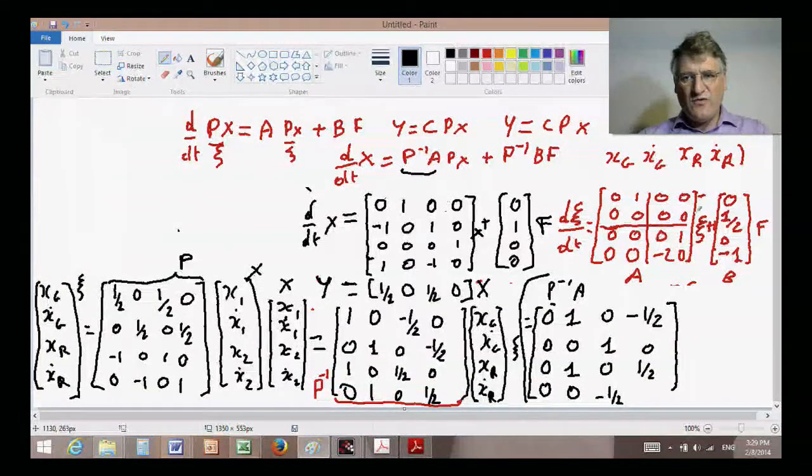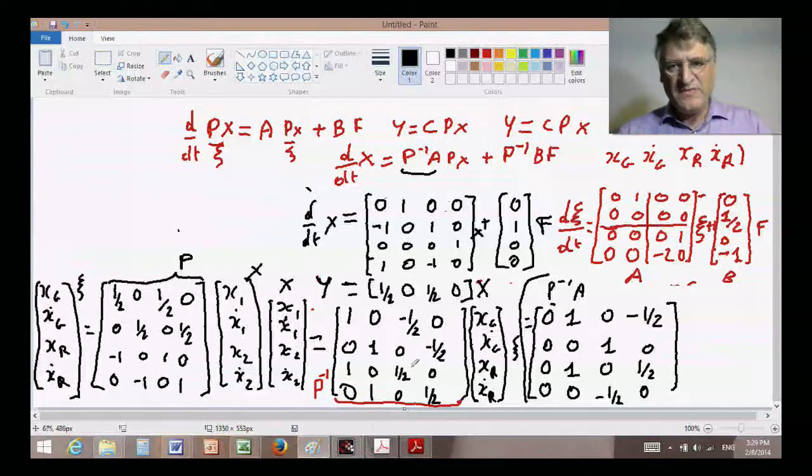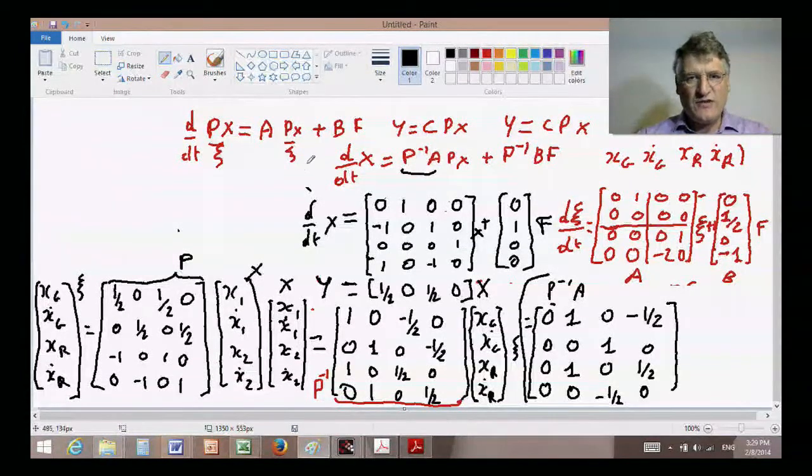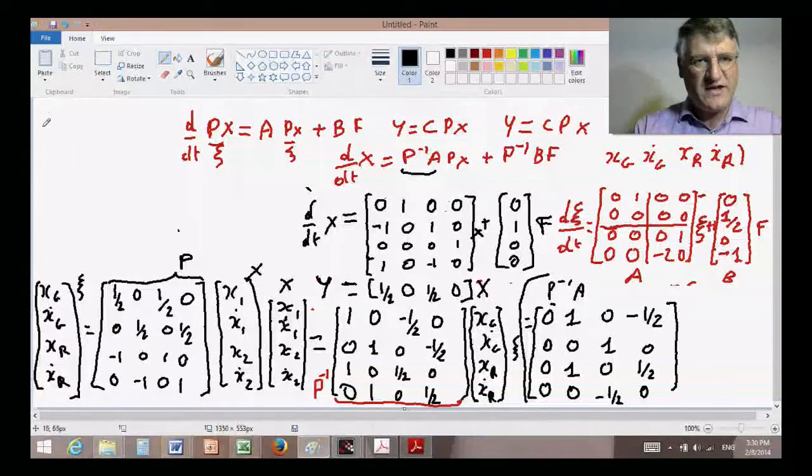And then we just get a 0 for the last entry. So that's P inverse times A. Now, in order to get P inverse times A times P, we need to multiply this guy by this guy. Okay? So let me simplify things, and I'm going to make an entry here.